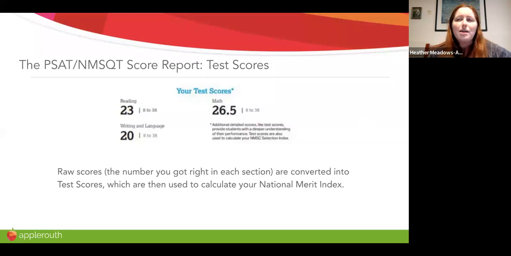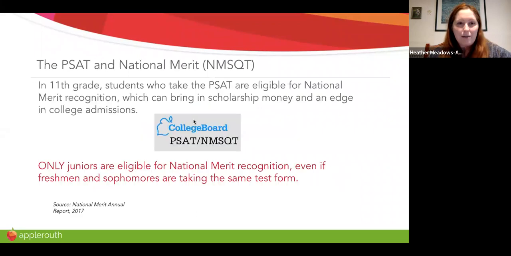So you may have heard about the National Merit Scholarship. If we look right here on the PSAT, we see it's PSAT/NMSQT. It stands for National Merit Scholarship Qualifying Test. That's where this comes in handy. And as I say all of this about this scholarship, this is only 11th graders, only juniors, right?